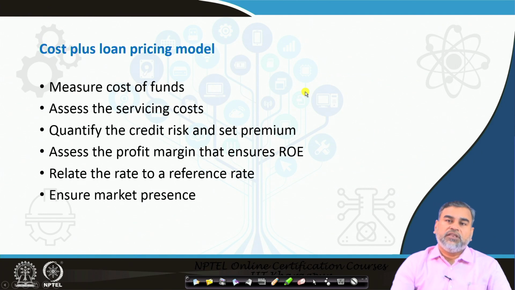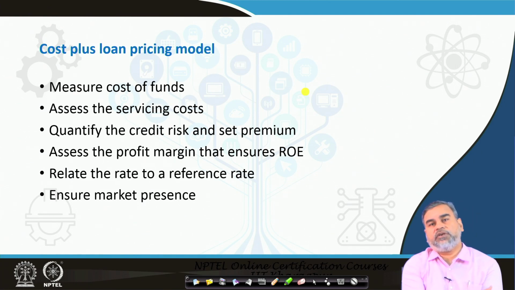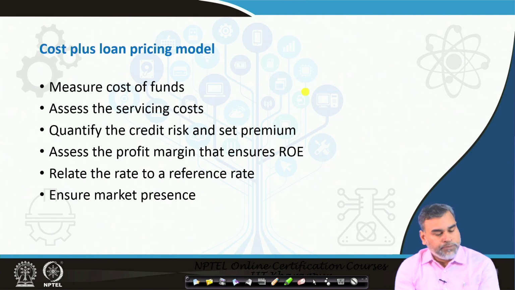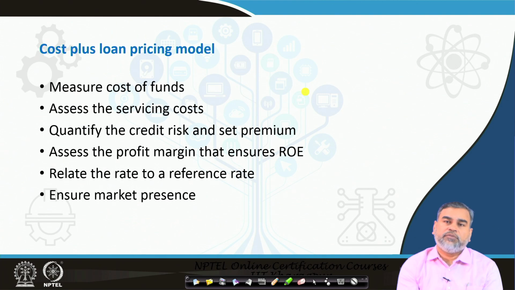Then we have to see the different models, the concepts and the objectives we always look at. Our major model is the cost plus loan pricing model, which is related to the different kinds of cost we have discussed. There are different steps we follow whenever we go for the cost plus loan pricing model. What are those steps?